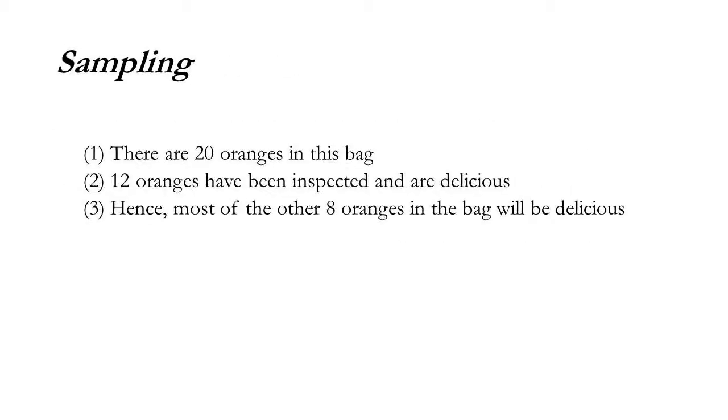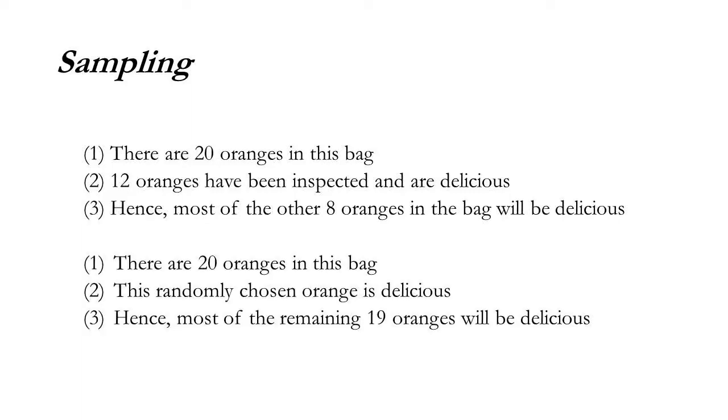Now, there are a couple of other standard examples of risky arguments. Here's one. There are 20 oranges in this bag. 12 have been inspected and are delicious. From this, you might think it follows that most of the other 8 oranges in the bag will be delicious. How about this one? There are 20 oranges in the bag. This randomly chosen orange is delicious. Hence, most of the remaining 19 oranges will also be delicious.